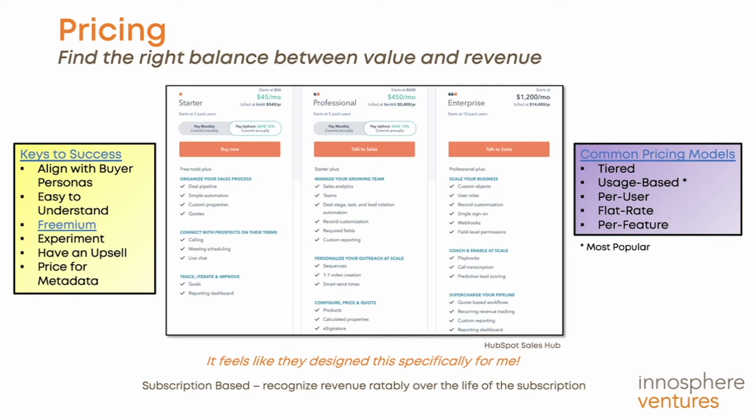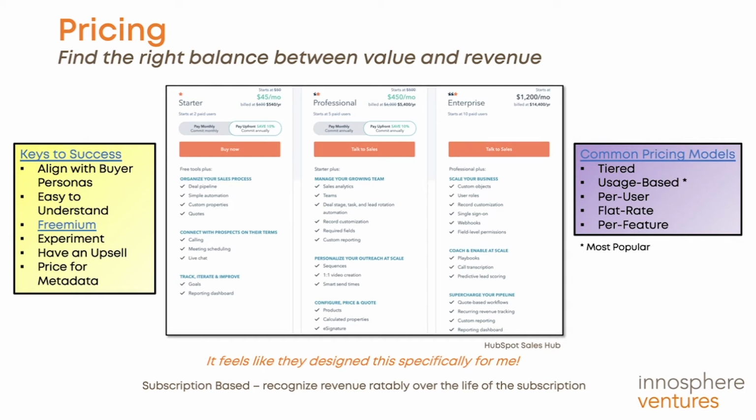All right, so how do you price SaaS products? The key is to find the right balance between the value you're providing and the revenue you are receiving. Common SaaS pricing models include tiered, usage-based, per user, flat rate, and per feature. Usage-based pricing is the most common and usually aligns well with the value that you're providing.